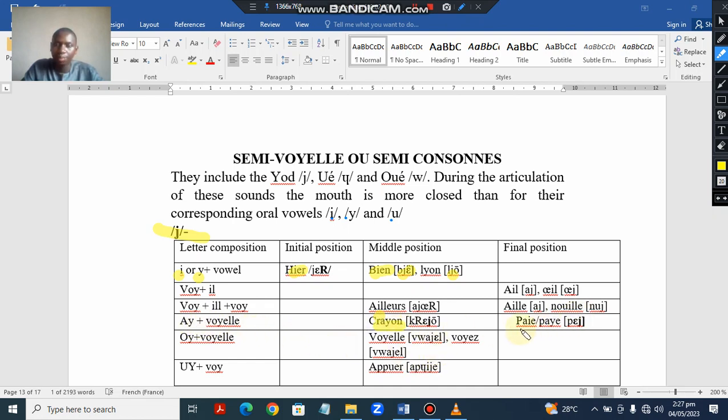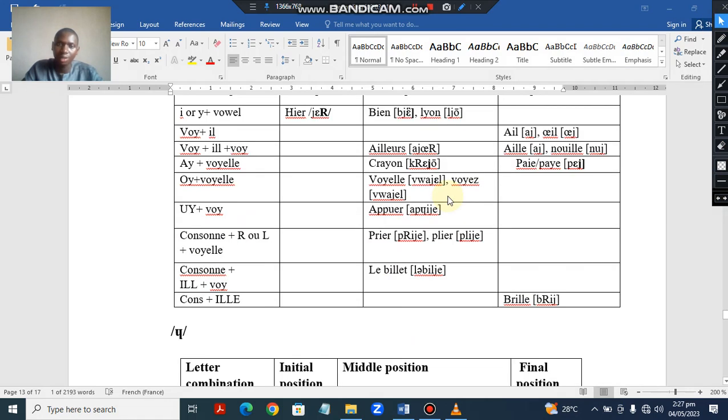Look at it. Payer, you see that yi. Look at it now. We have oy, give you the sound like voyelle. You have uy plus vowel give you appuyer, stuff like that. So this is how the sound is realized. Please take note of it. Take note of it. It is very, very important for the exam.